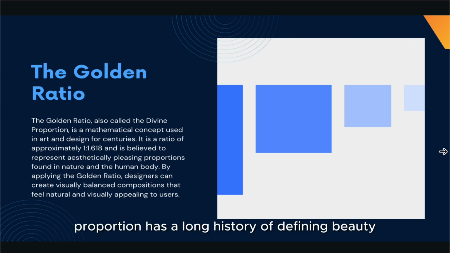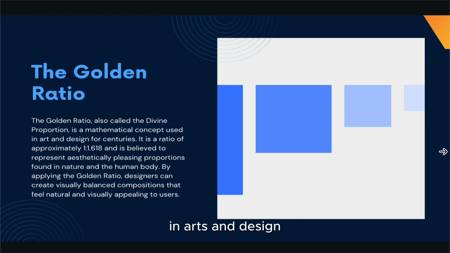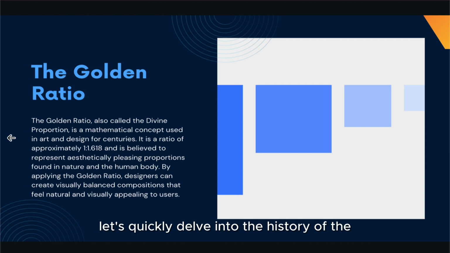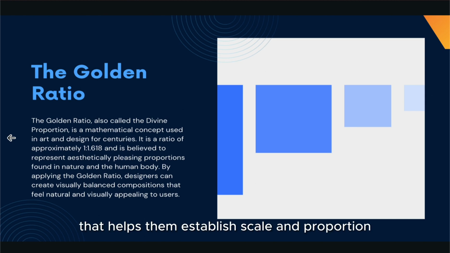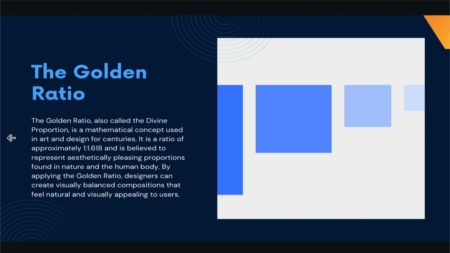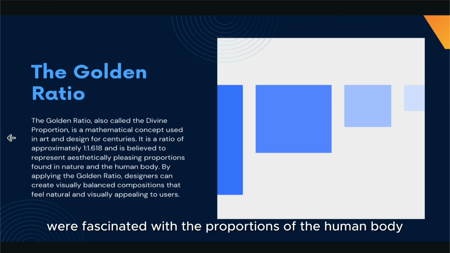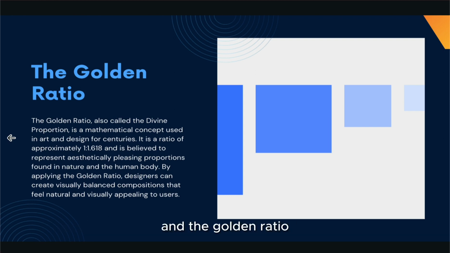Proportion has a long history of defining beauty in art and design. Let's quickly delve into the history of the golden ratio. In ancient Egypt, you would notice that most of their designs used the grid system for their wall art that helps them establish scale and proportion and also illustrate hierarchy. The ancient Greeks were fascinated with the proportions of the human body, and the golden ratio was used to create perfect proportion for the Gutenberg Bible.